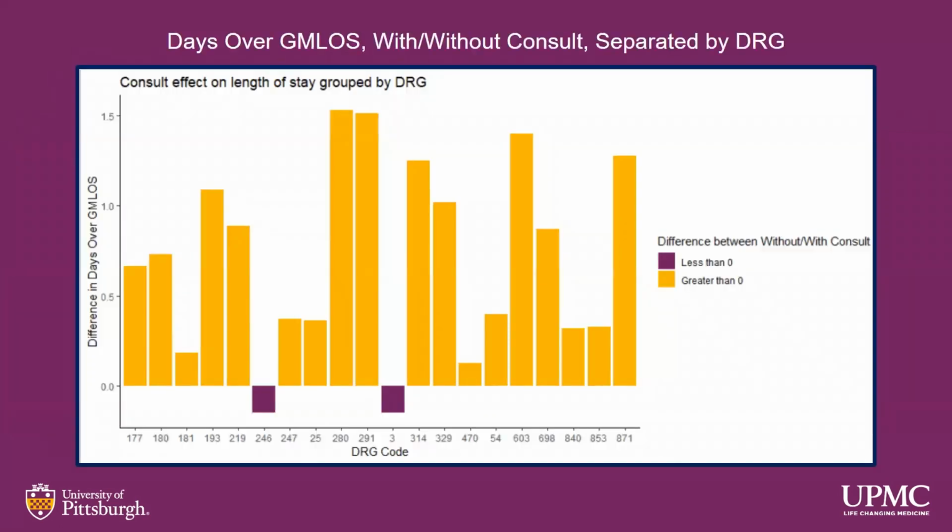In this case, we split the data into different DRG codes according to different diagnoses and used the actual length of stay minus the geometric length of stay to represent the delay time. We ended up with a bar plot of the difference in time between the with and without consult groups. Here we can see most of the yellow bars show that even with the same diagnoses, cases with a consult take more time than those without.